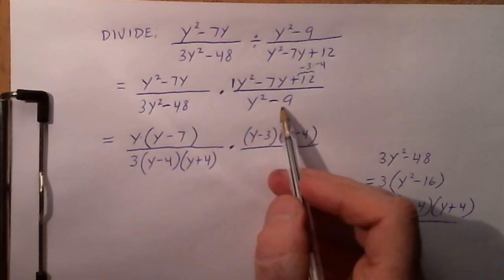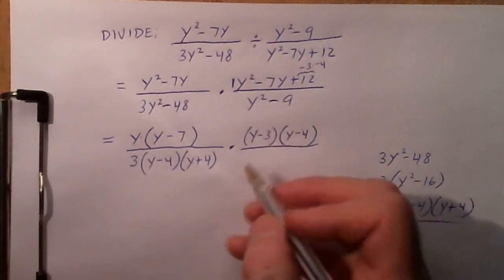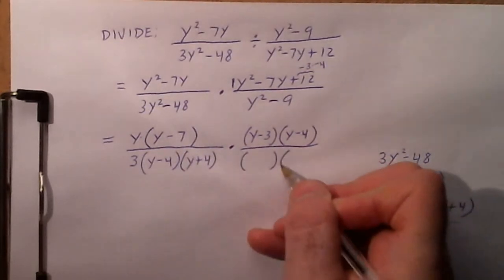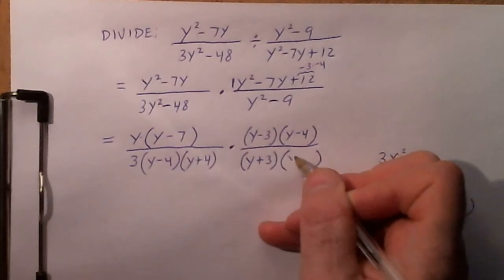Y squared minus 9 is the difference between two squares, so this binomial can be factored into the product of conjugate binomial factors, namely y plus 3 multiplied by y minus 3.